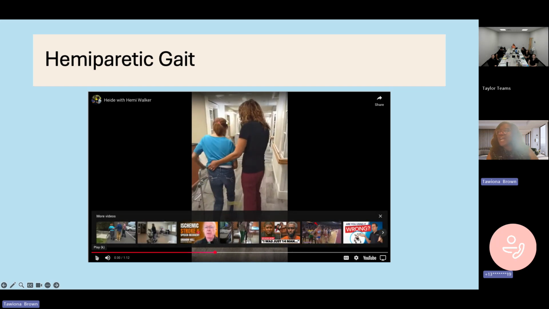What type of assistive device is that? A hemi walker. That is a hemi walker. And it should be in the hand or arm on the side opposite, right? Opposite the impairment.